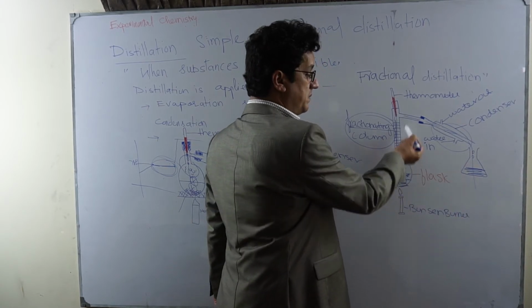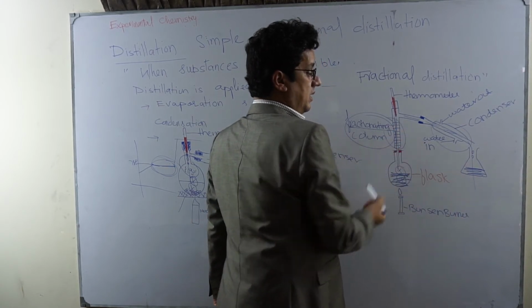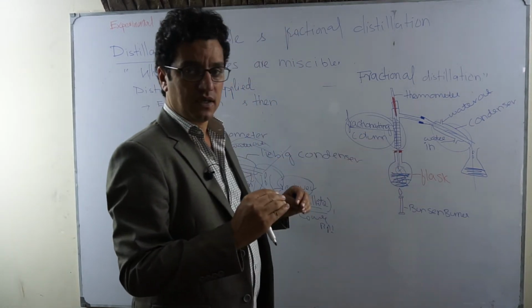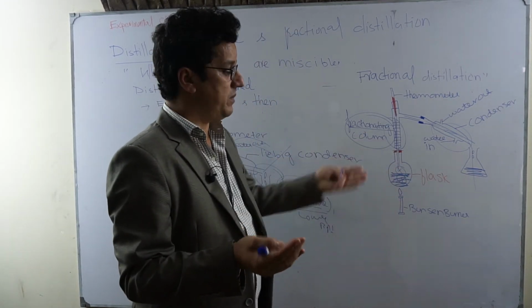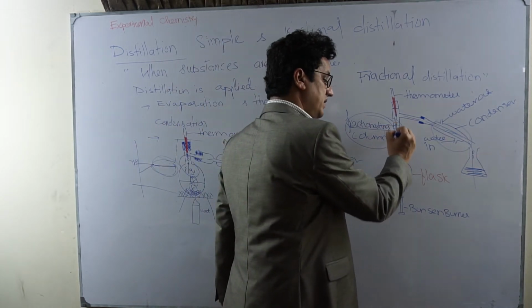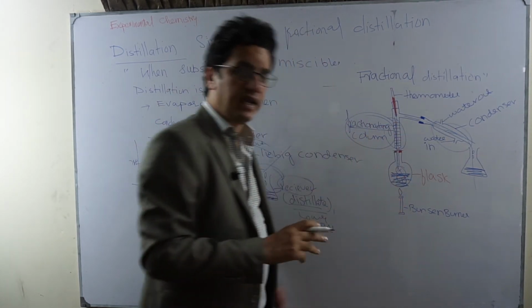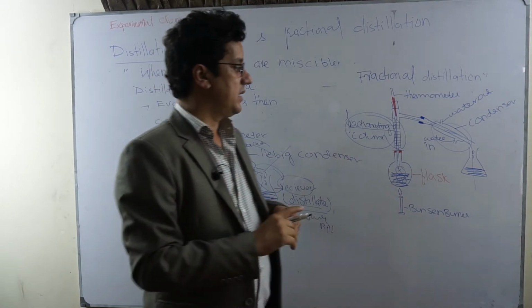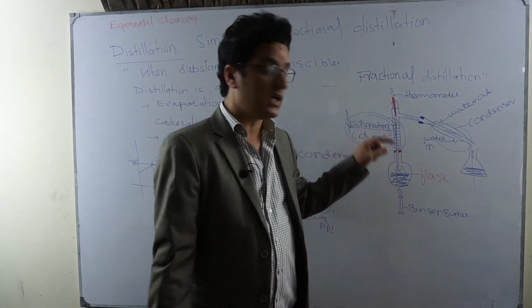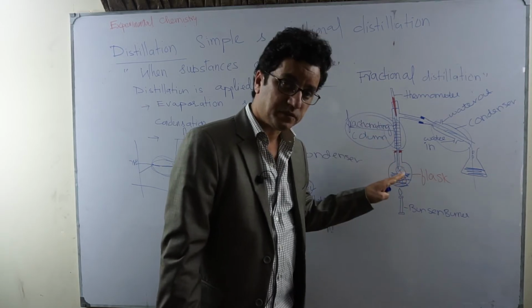But as these vapors pass through the fractionating column, they strike the colder part, the glass beads. At 78, with its boiling point maybe 100 or higher, they lose their energy, and when they lose their energy they fall back. So the fractionating column ensures that separation is done based on their boiling point, and the substance whose boiling point is not yet reached is sent back.